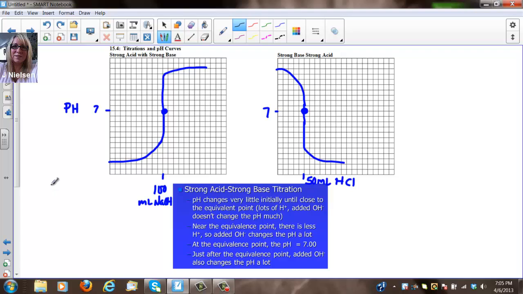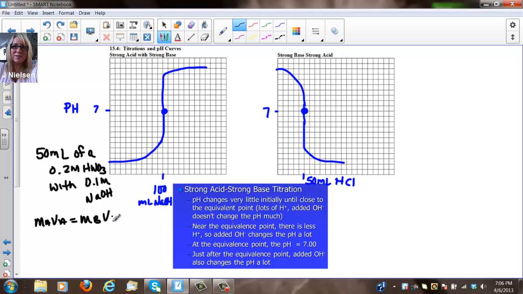In this first titration, we have titrated 50 mL of a 0.2 molar HNO3 solution with 0.1 molar NaOH. So we have a strong acid and a strong base. You can figure out what's going to happen here if you just use MaVa equals MbVb. You can see that if you've got 0.2 times 50 equals 0.1 times X, then X is going to be 100 milliliters. So it's going to take 100 milliliters of the base in order for the solution to be titrated.